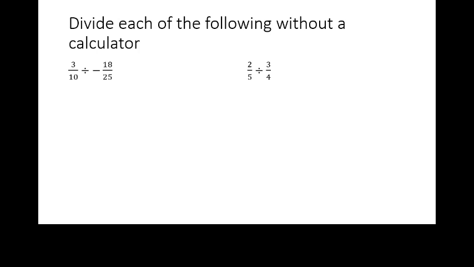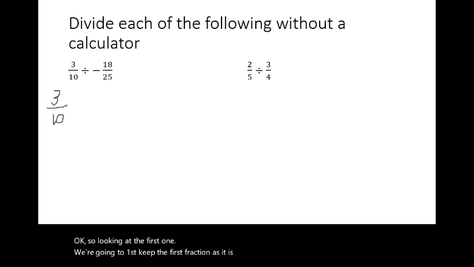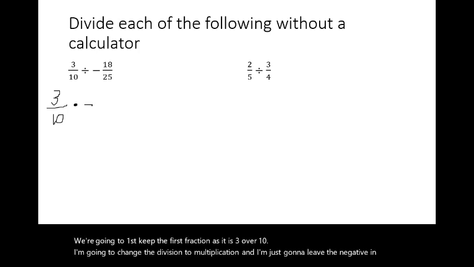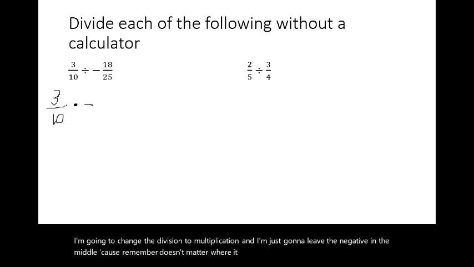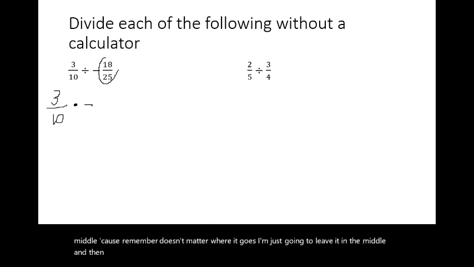Okay, so looking at the first one, we're going to first keep the first fraction as it is, 3 over 10. I'm going to change the division to multiplication, and I'm just going to leave the negative in the middle because remember, it doesn't matter where it goes. And then I am going to flip the second fraction. So when we flip over 18 over 25, we get 25 over 18.